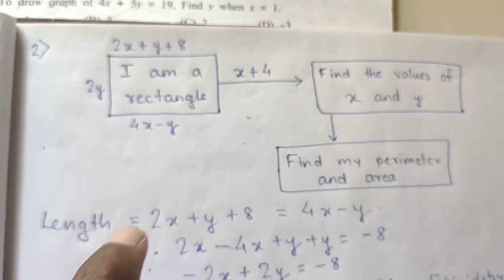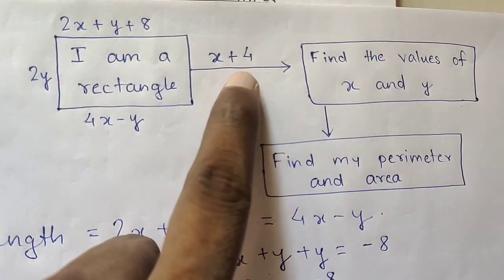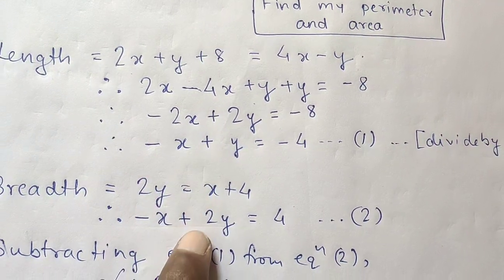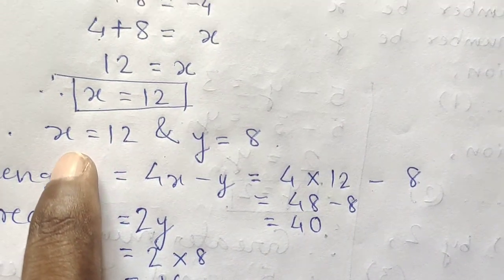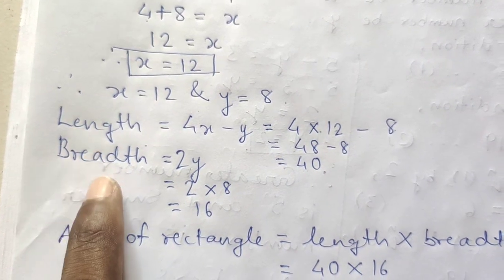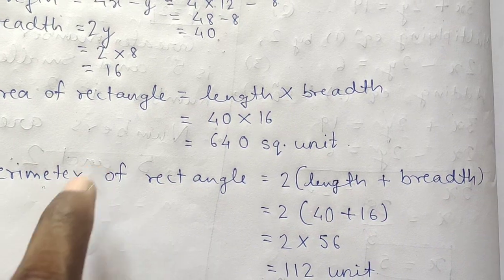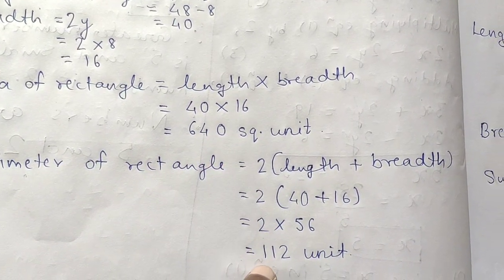So see the solution. What I did, I have used the first condition, that is length equals and breadth equals. Then by using these two we got two equations, 1 and 2, and after that we have solved equation 1 and 2 simultaneously, so that we got the value of x and y, that is x is 12 and y is 8, and then we got the value of length and breadth, and by using formula of area as well as perimeter we got our answer, that is area 640 square unit and perimeter 112 unit.